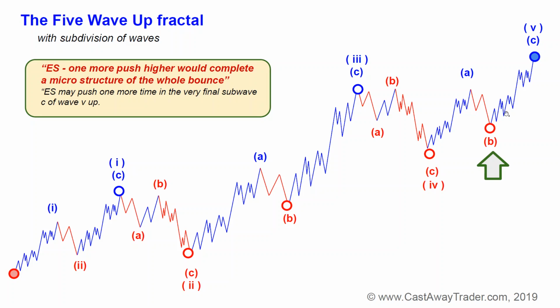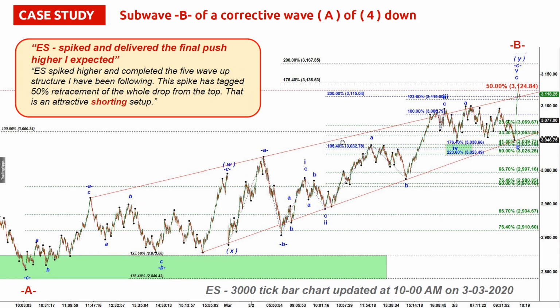In many cases the very final subwave C of wave 5 would come as a very strong spiky move up, almost of the same strength as the strongest part of the rally in subwave C of 3. And look what happened. Just look at that move up. You remember what happened then?